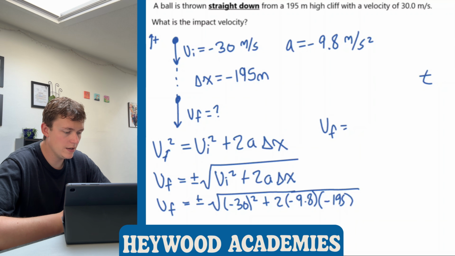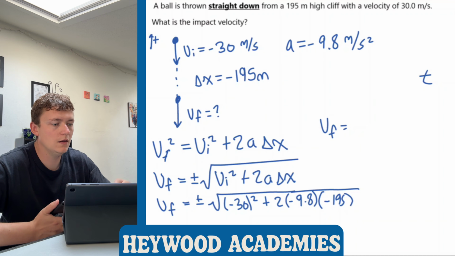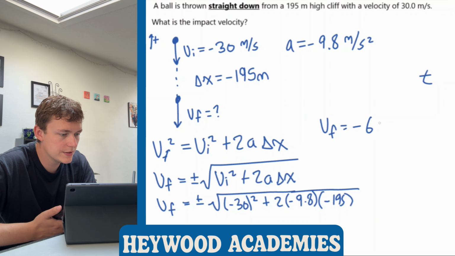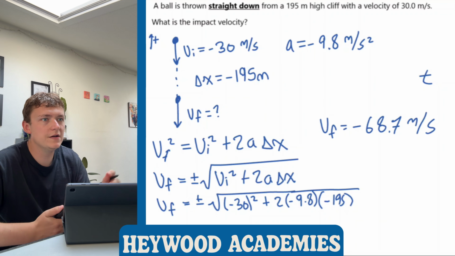And we'll plug in the numbers that we got. And I get negative 68.7 meters per second.